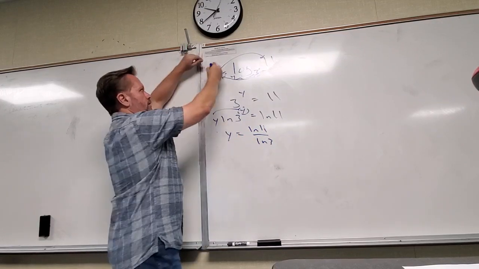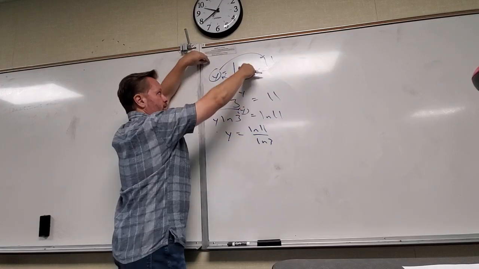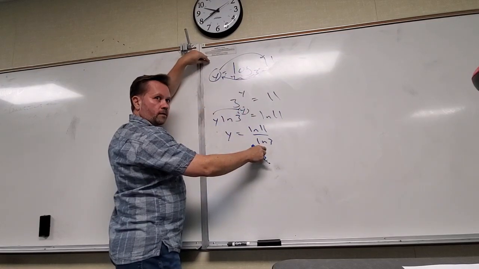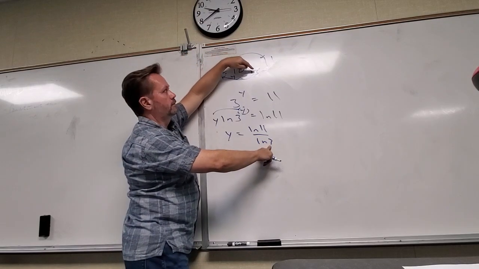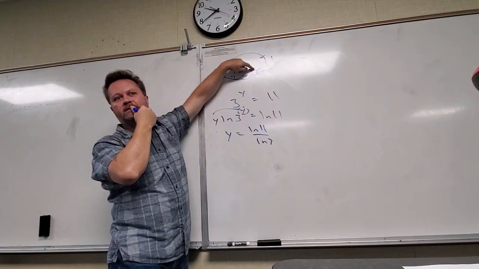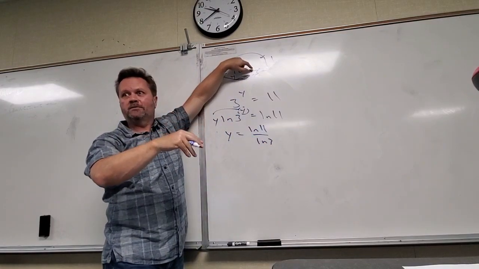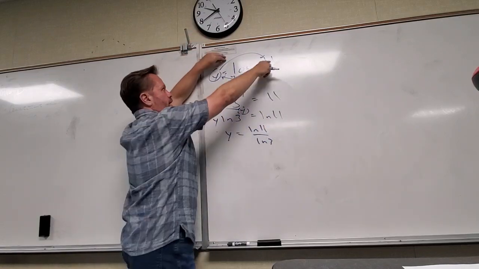So notice, isn't this y? Yes. Isn't this y? So this equals this. What's on the bottom? The base. The base is on the bottom, correct? Base is on the bottom, and the other guy's on the top, right?